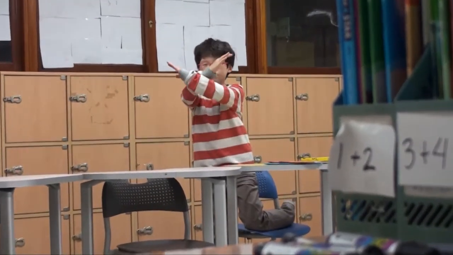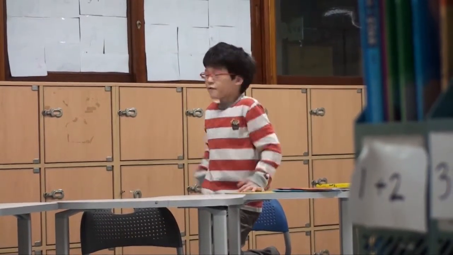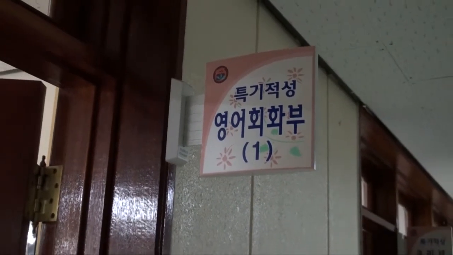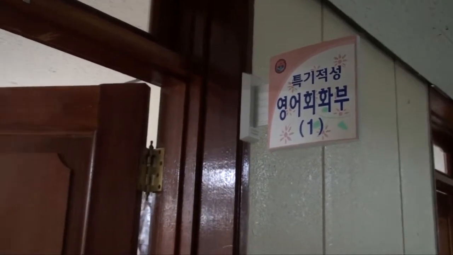Make your own class rules, but don't make too many. A list of 27 rules is difficult for anyone to follow, especially children. Display the rules in the front of the class and review them with your students.